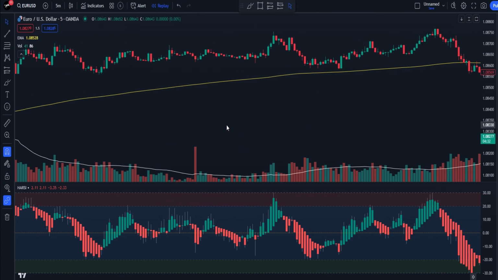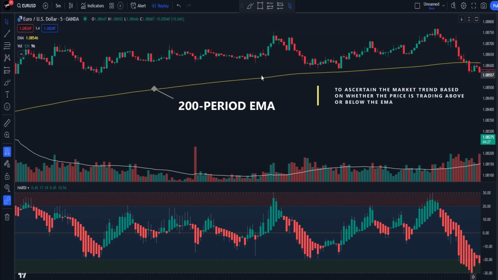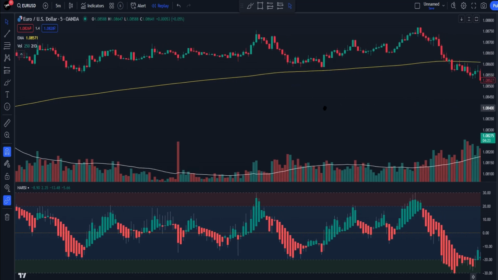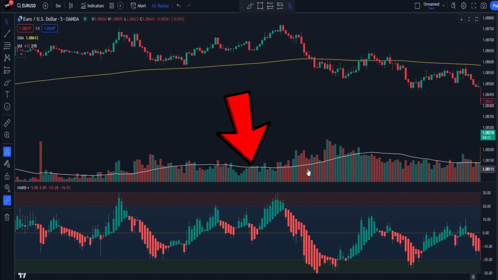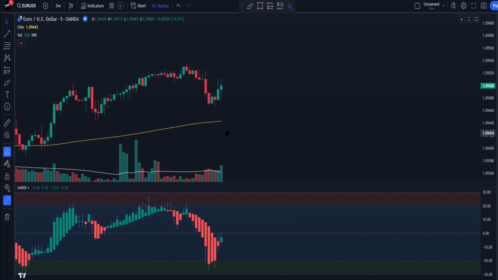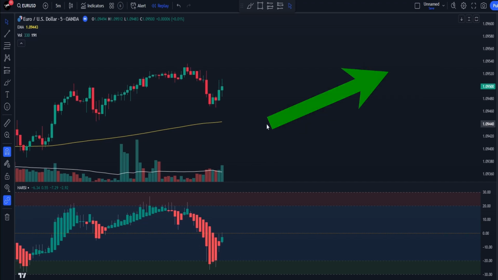The strategy implementation entails utilizing the 200-period EMA to ascertain the market trend based on whether the price is trading above or below the EMA. Subsequently, the Heikin Ashi RSI oscillator will be employed to pinpoint the precise entry point for a position. Lastly, the volume indicator will be instrumental in gauging whether the market possesses sufficient trading volume to warrant entering a position. In this context, it's evident that the price trajectory is exhibiting an uptrend.